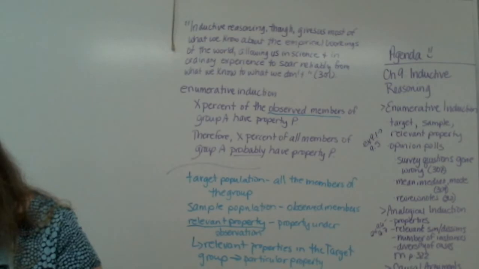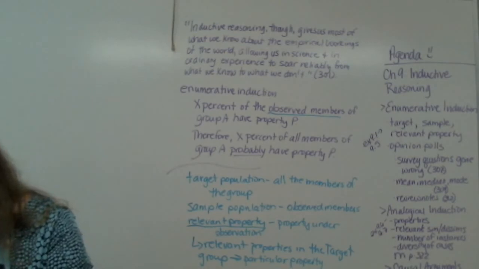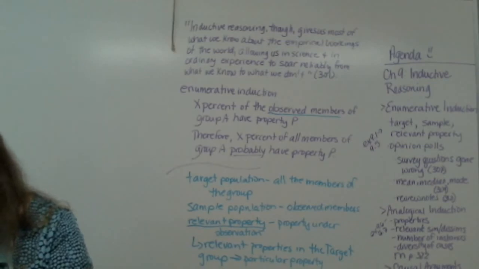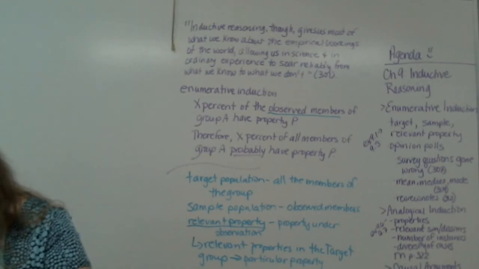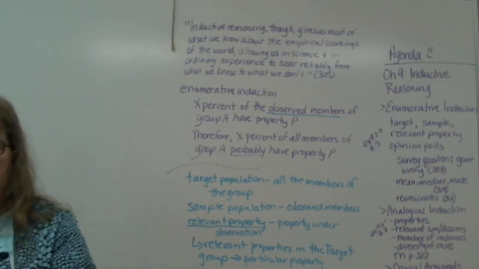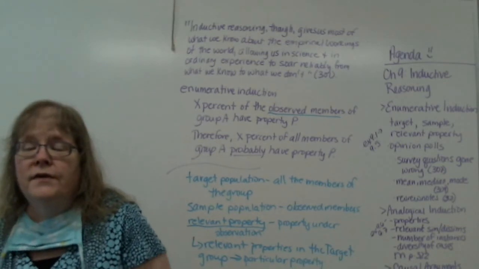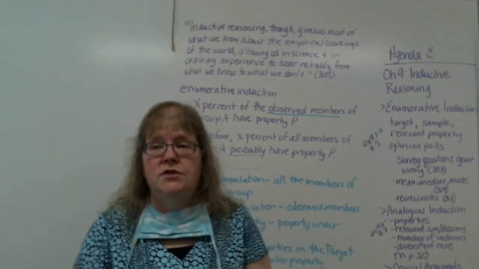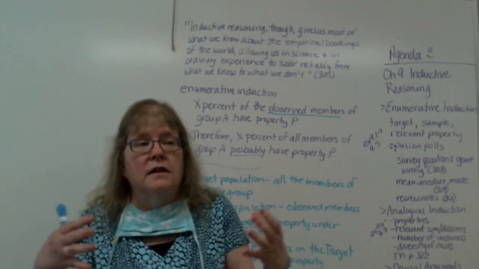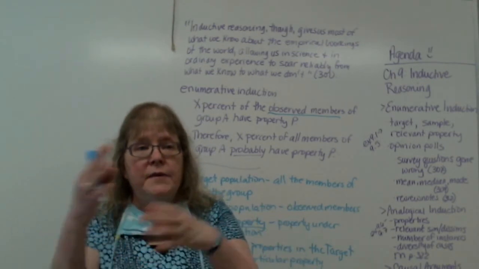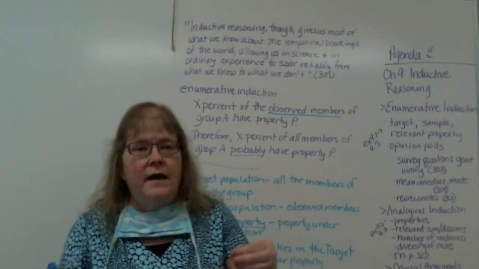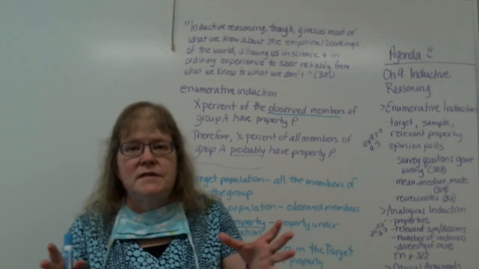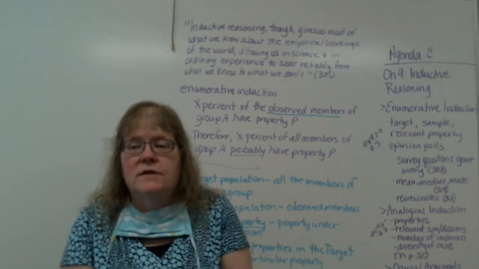And this is the big thing. It's in italics at the very bottom of 304. The more homogeneous a target group is in traits relevant to the property in question, the smaller the sample can be. The less homogeneous, the larger the sample should be. So if our target population is very much alike, all the pieces in this target group are very, very similar, then our sample size can be small, and we still get a right answer.